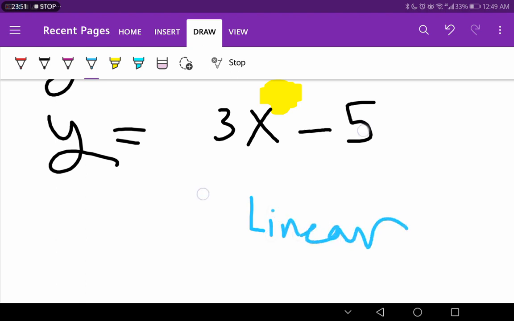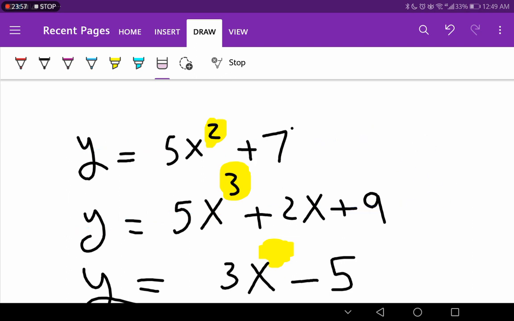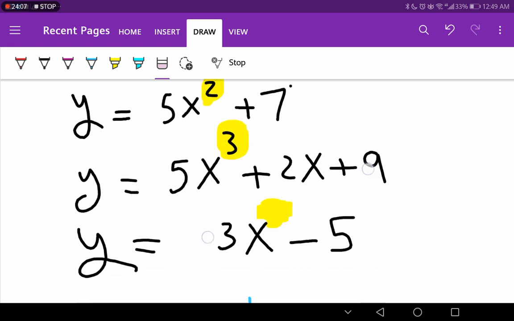So that means, teacher, the first and second here are not linear equations. Yes, these are not linear equations. The first one is quadratic, and the second one is a polynomial, we can call it. In grade 8 you will meet them. Okay.